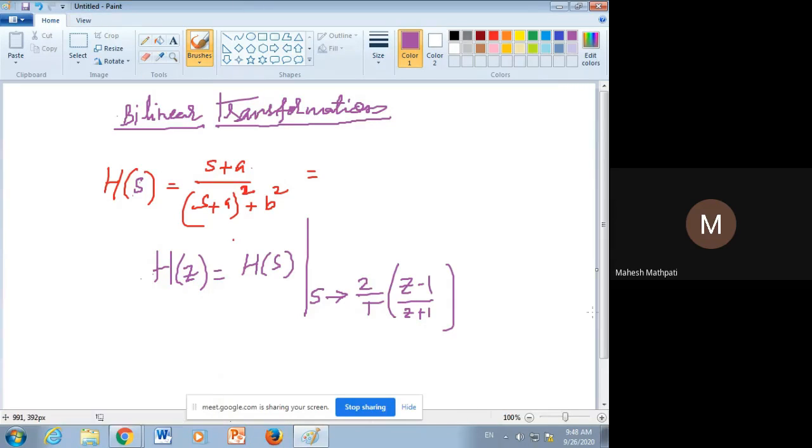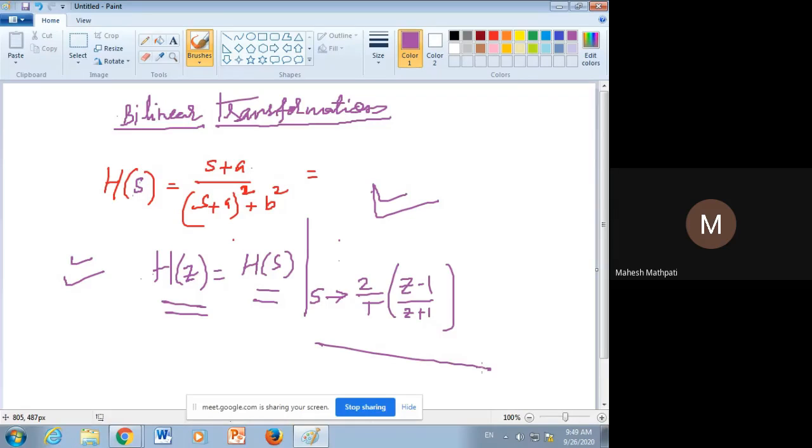So what we are doing here, we are doing this with the help of this bilinear transformation. Hope you understood the difference between impulse invariance and bilinear transformation? Yes, sir. And you may expect this question as an MCQ also. They will ask you the transformation used for bilinear transformation is h of z equals h of s, where s is replaced by 2 by T, z minus 1 divided by z plus 1. This is for bilinear transformation.